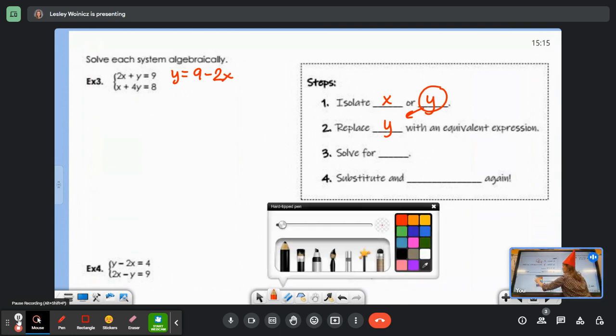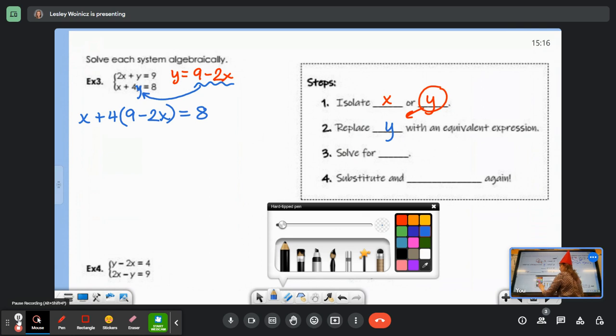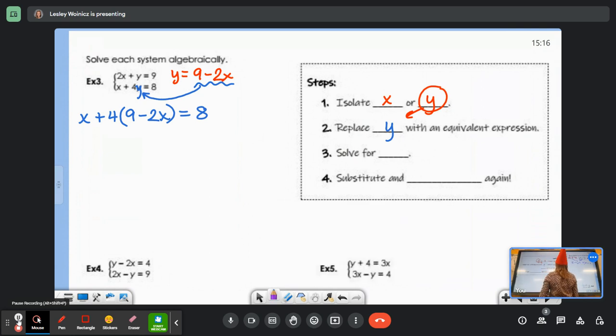Now in my second equation, I have a y that I can substitute 9 minus 2x for. So I'm going to replace my y with an equivalent expression. So that looks like x plus 4 times 9 minus 2x equals 8. Now I get to solve for x this time.